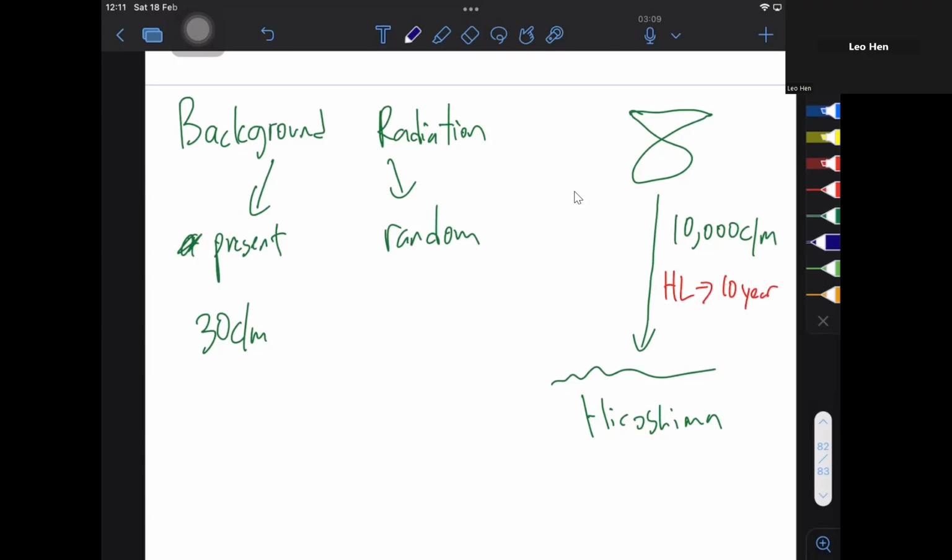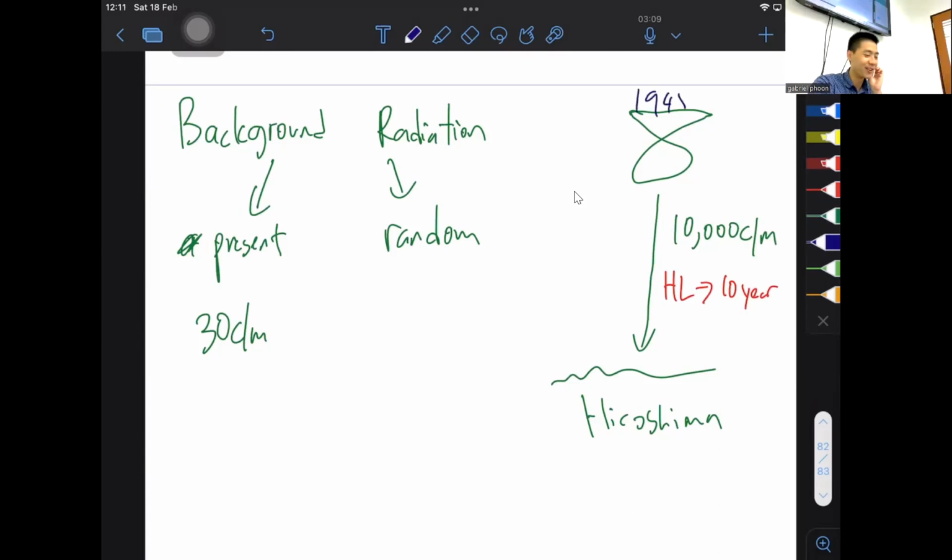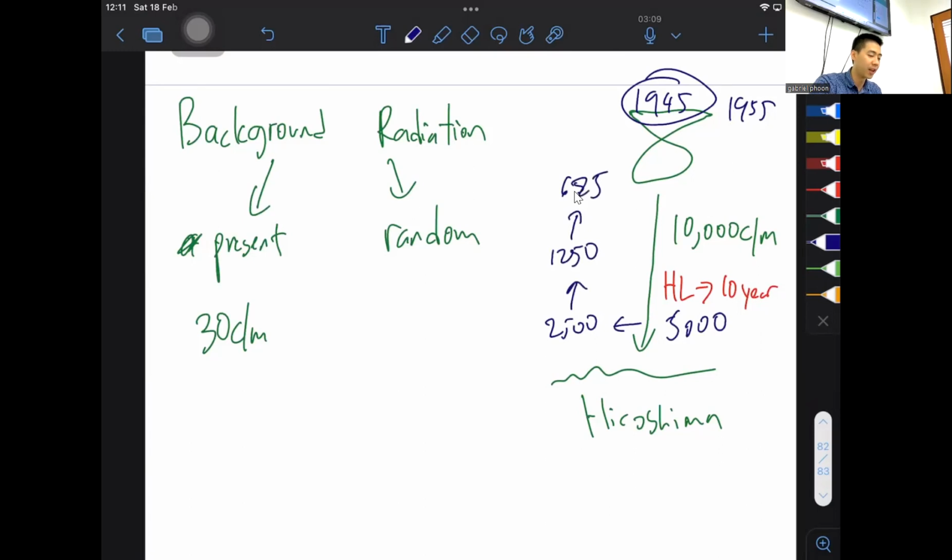1945. Okay, good. Exact numbers are all. Okay, 1945. 10 years later, 1955, the radiation count is 5,000. Still not safe. Another 10 years later, the radiation count is 2,500. Another 10 years later, it is 1,250. Another 10 years later is 635. Another 10 years later is 300 and something. And then another 10 years, and 10 years, and 10 years.